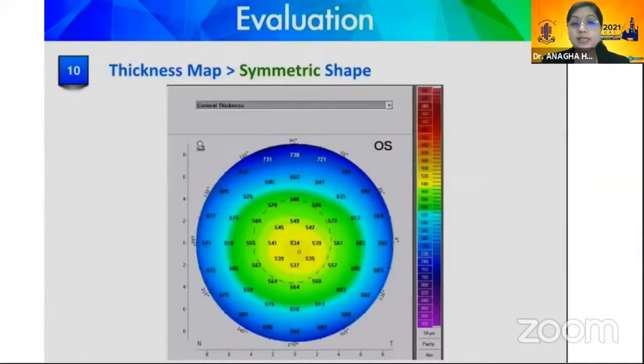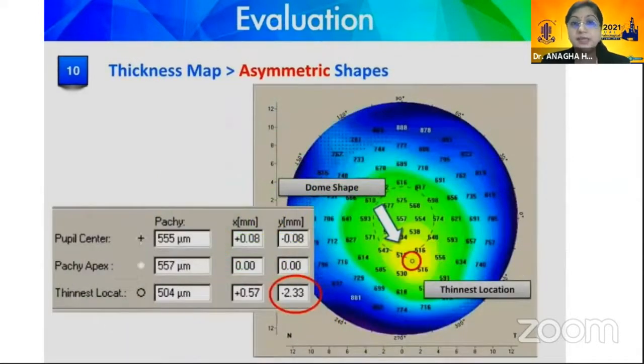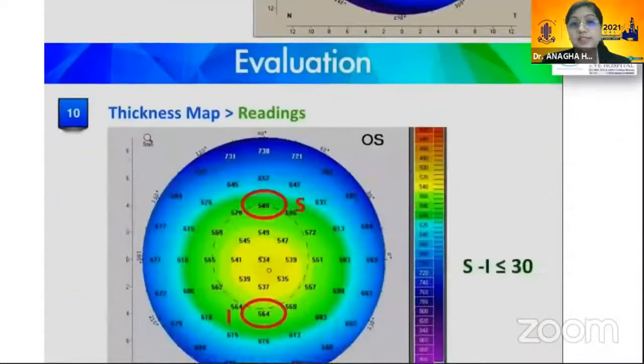Now, along with the global pachymetry map, you see the general shape, but in cases of the y coordinate or the x coordinate being displaced, it becomes a very high risk. Now, for example, here you have a dome shape with the thinnest location that is displaced by almost 2.33 millimeters on the y coordinate, which is a high risk.